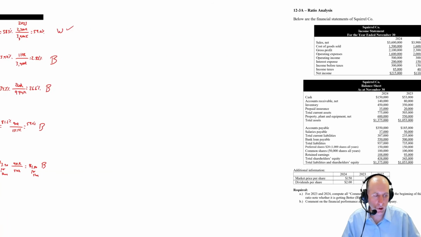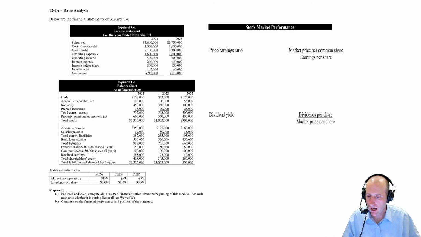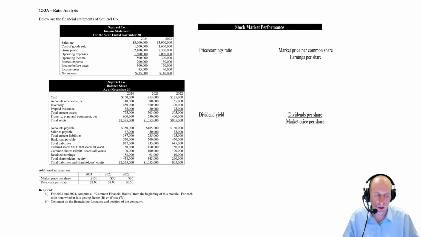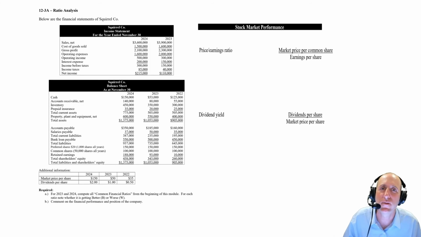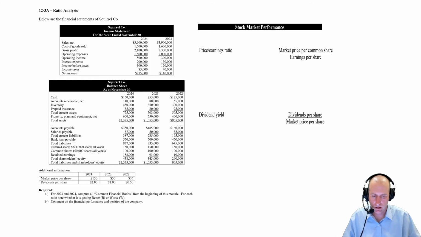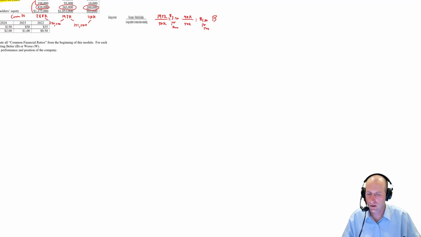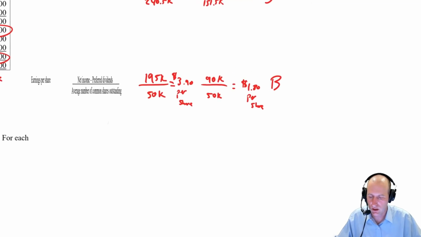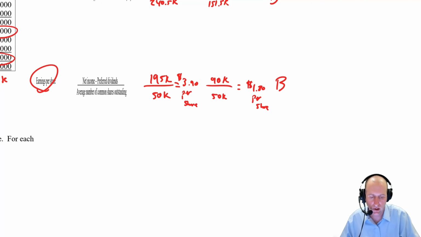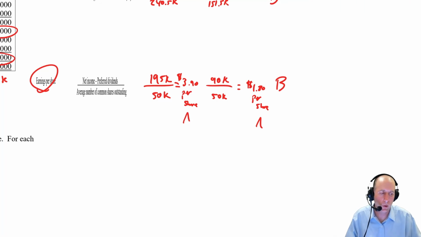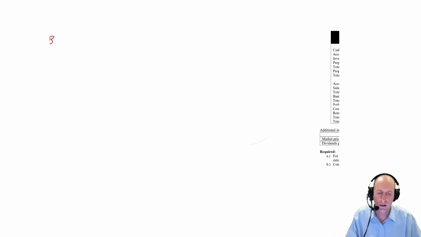Okay, one more set of ratios. Stock market performance. So we're interested in the stock market. Price to earnings ratio is a measure of how much the stock market values us. In other words, does it give us good value? So market price per common share divided by earnings per share. Now, our denominator is earnings per share. It's this that we just calculated, EPS, earnings per share. So 3.9 and 1.8, that's our denominator.